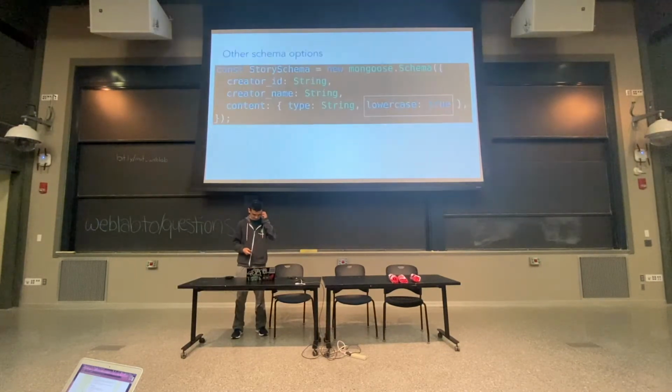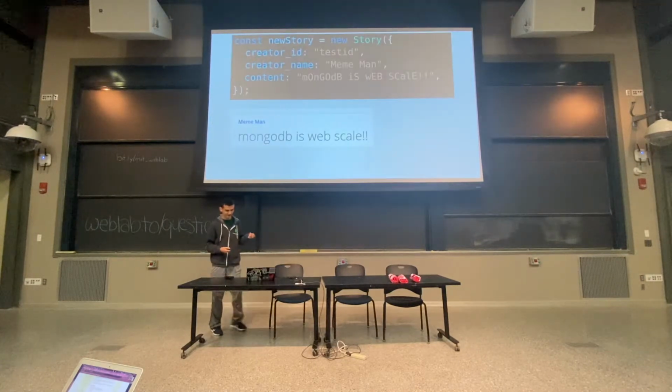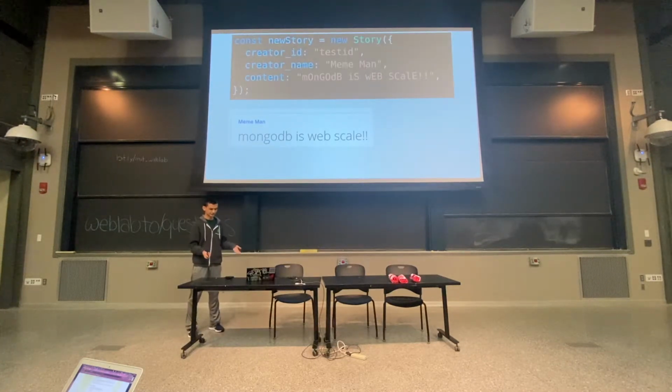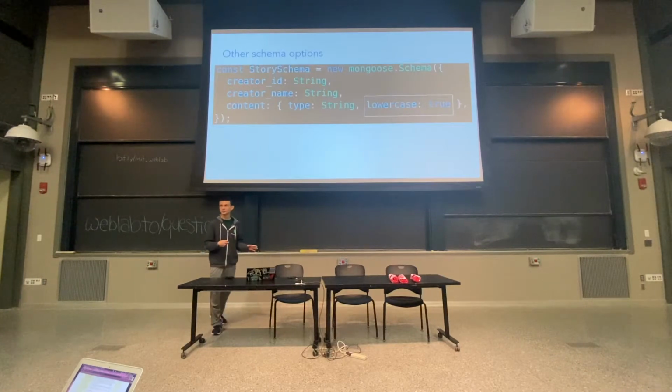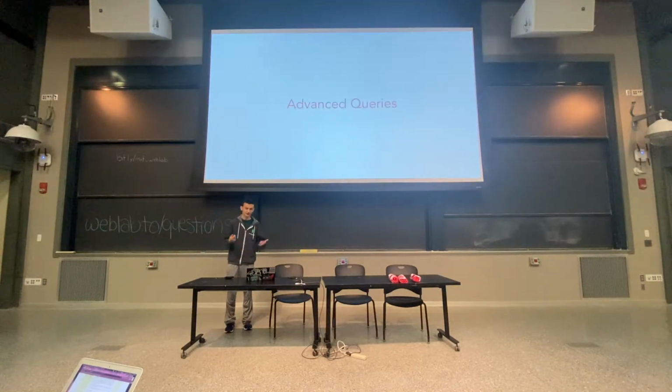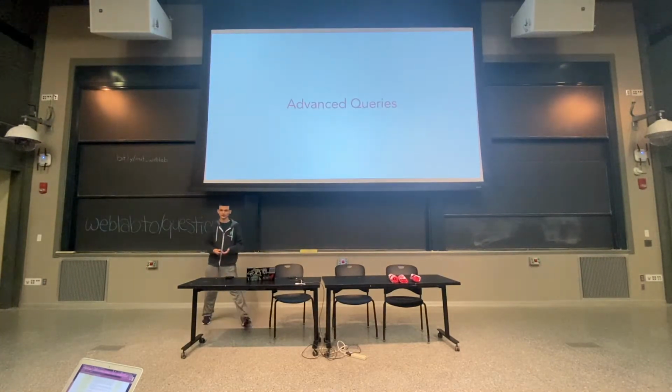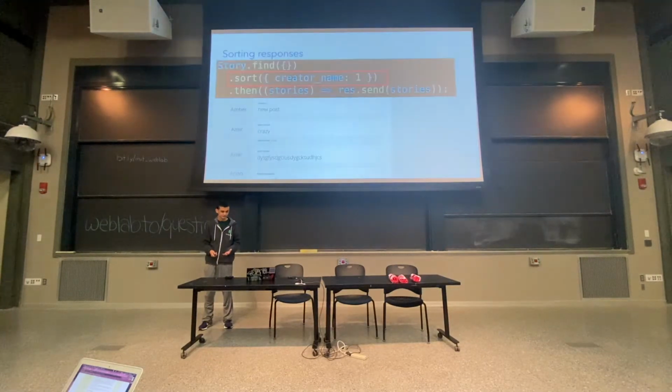Other things like lowercase are pretty self-explanatory. It takes any content and makes it lowercase when it saves it. You can look up all these fancy little add-ons you can add to your schema in the Mongoose documentation. It's pretty cool. Probably more useful is more complicated queries when you're looking for things in the database.